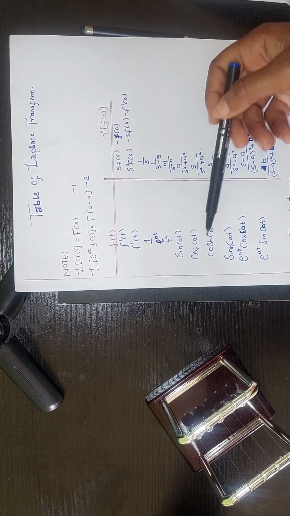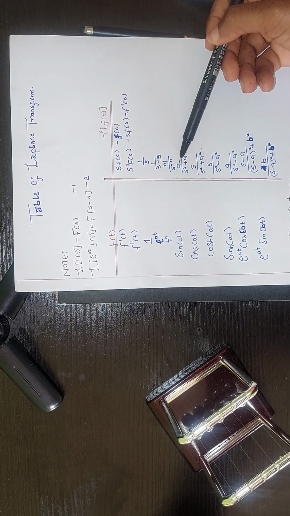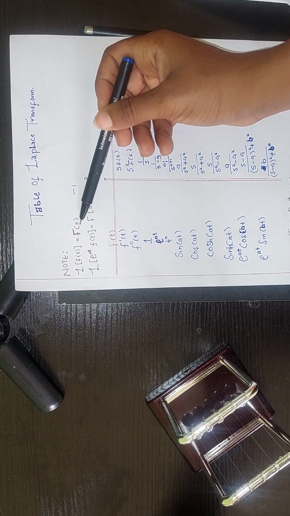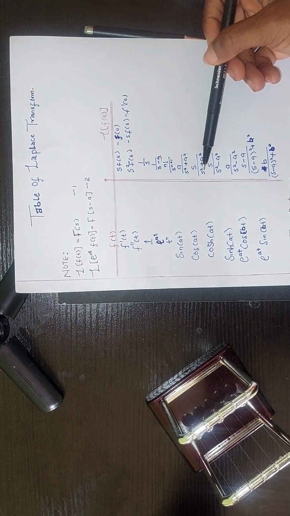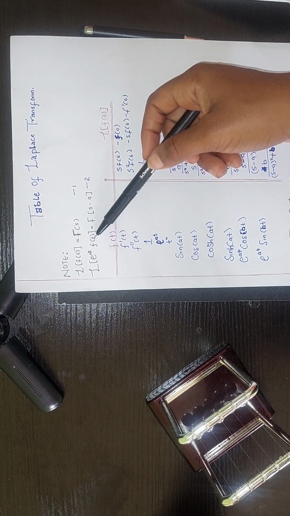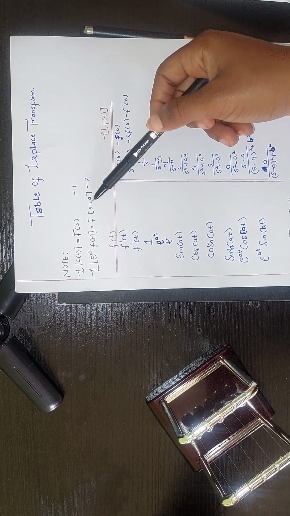That is why when I did Laplace of sine at, I had a over s squared plus a squared. Whatever I have here is what I'll be having as my s. Now, for Laplace of e raised to power at times f of t, I have F of s minus a.